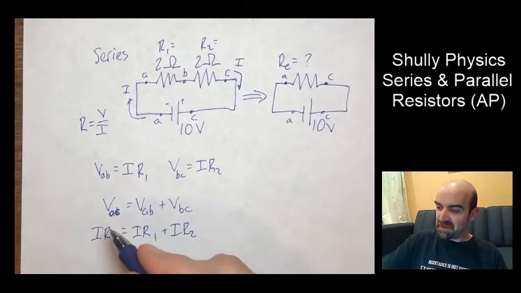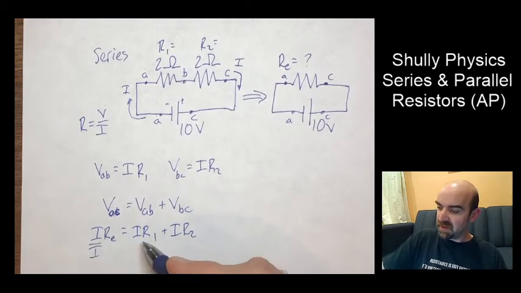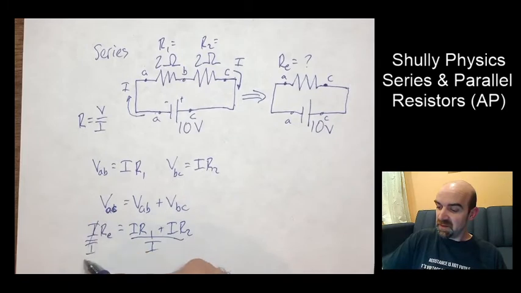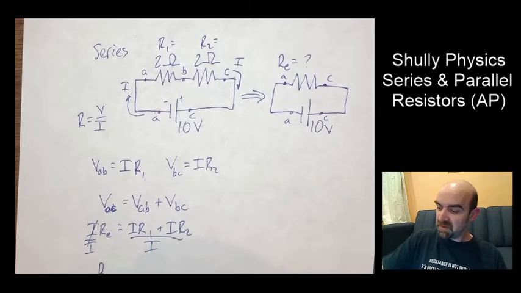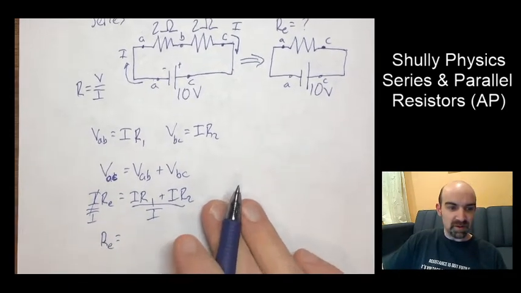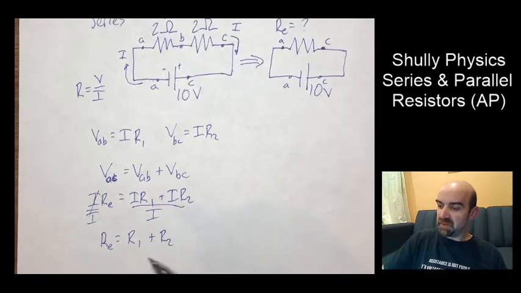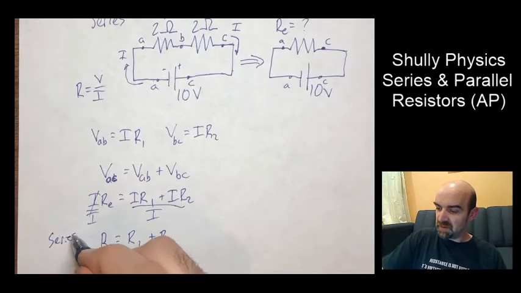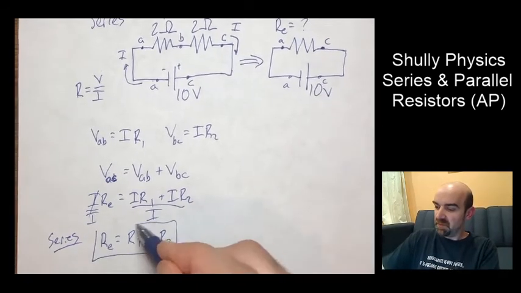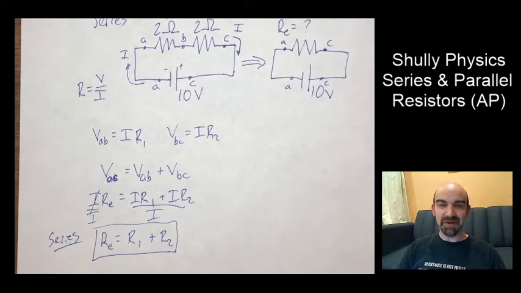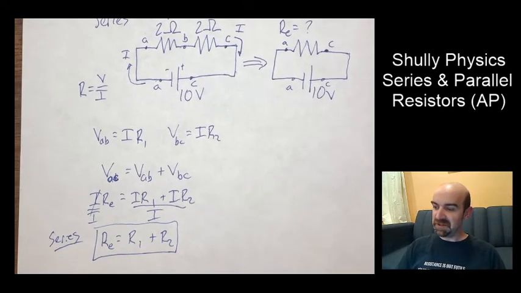And what happens here? Divide one side by I, divide the other side by I to keep them equivalent, then the I's cancel, and we've got this beautiful thing showing up here. The equivalent resistance for series resistors is just the sum of all those resistance values. So I didn't just pull that out of my hat. This is where you can find it. All right, so that's series resistors.